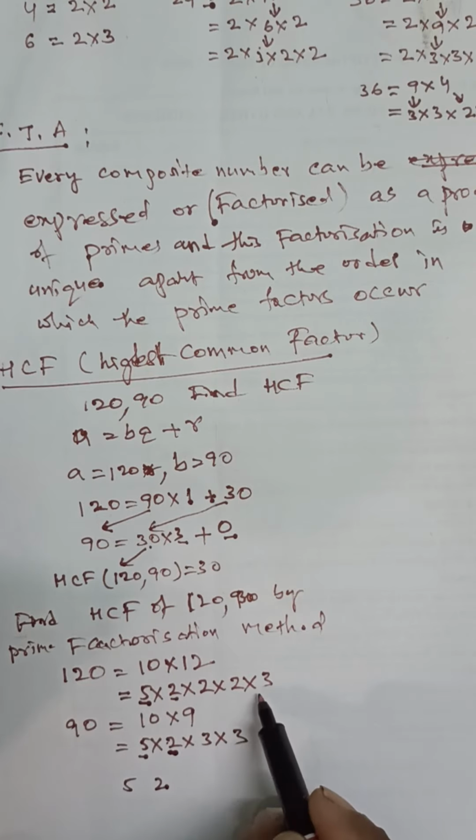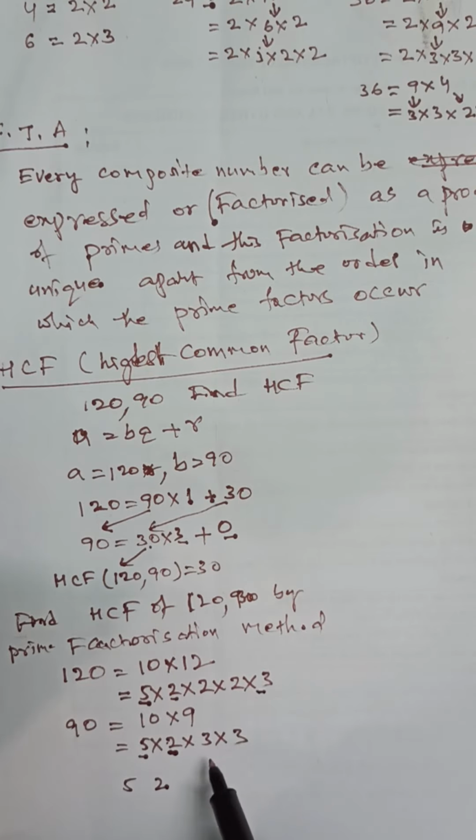Here 3 is a factor and one more 3 is also here. So 3, 5, 2, 3 are the common factors of both 120 and 90. So its multiplication is 5 into 2 into 3. 5 twos are 10, 10 threes are 30. So this is the HCF. So HCF of 90 and 120 is equal to 30.